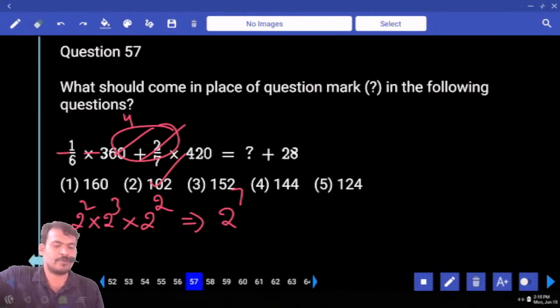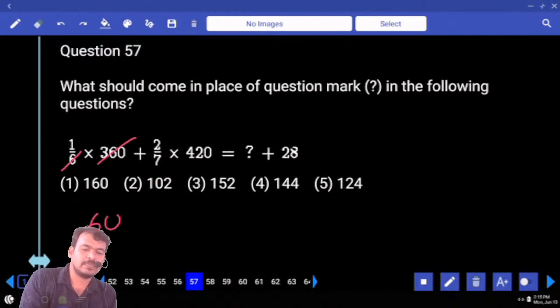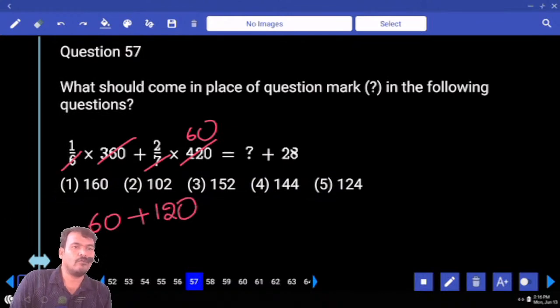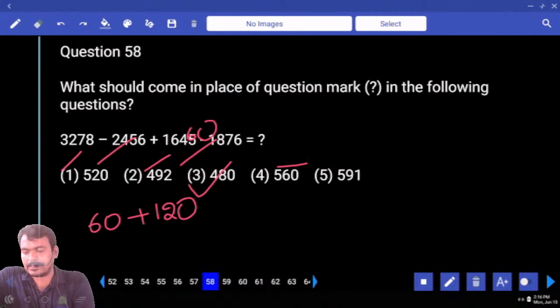Next question, number 57. First priority left hand side value or not? What is the 1/6 of 360? 60 or not? Next, what is the 2 by 7th of 420? 7 almost 60 times or not? 2 into 60, 120. 60 plus 120, 180. Out of 180 we are subtracting 28. What is the remaining value? 152.